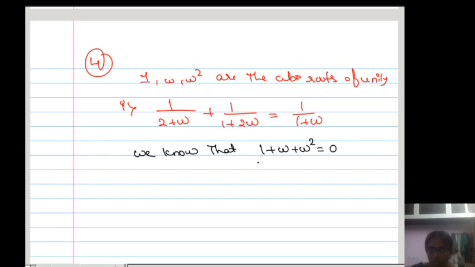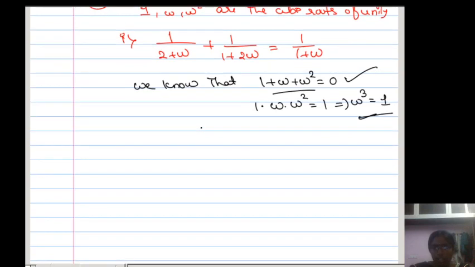Already I told you this note point. Next, the product: 1 into omega into omega square, you get 1, because (minus 1) to the power n minus 1 gives plus 1. This means omega cube is equal to 1. I know these 2 points, very important. By using these two, I can simplify. I can take LHS to RHS or RHS to LHS.